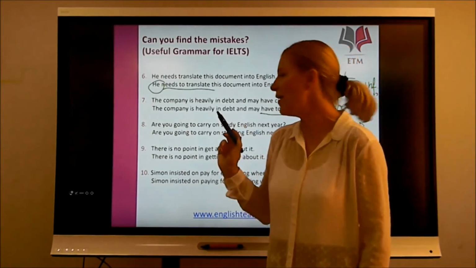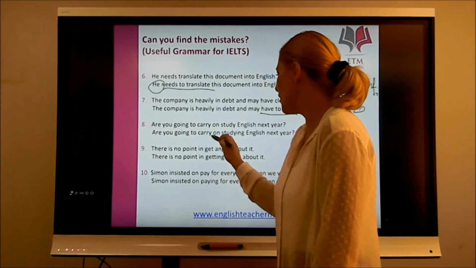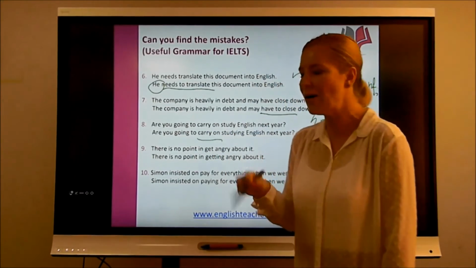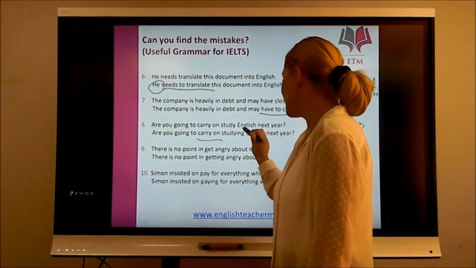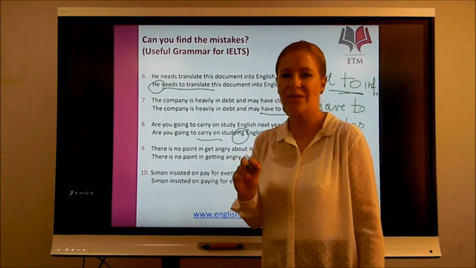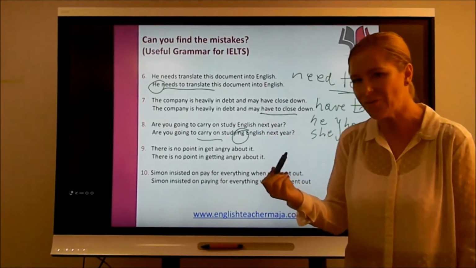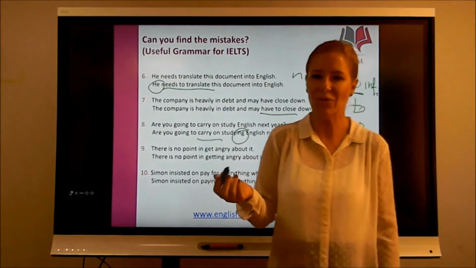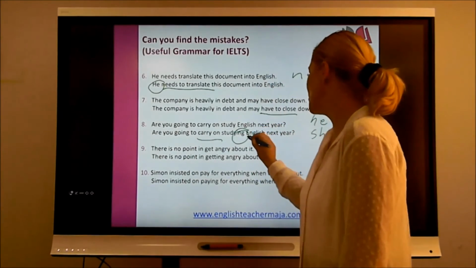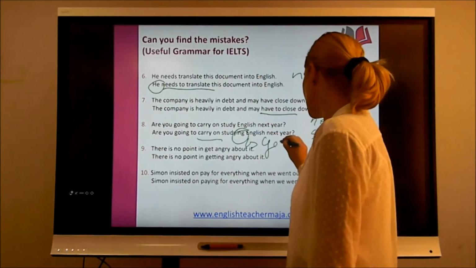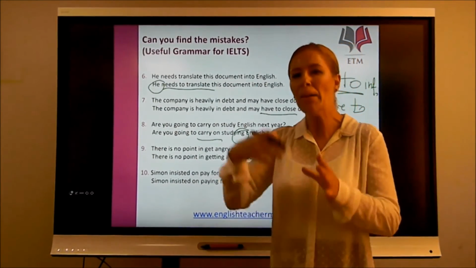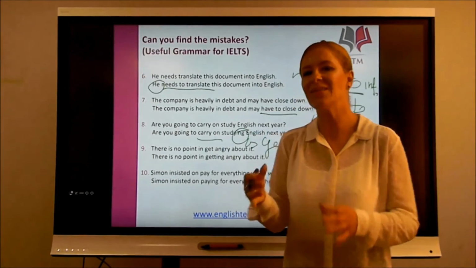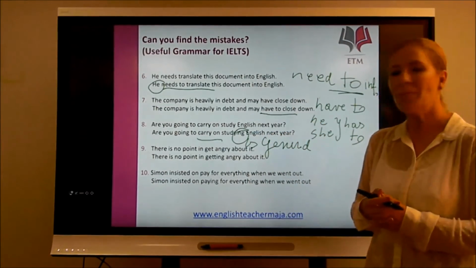Sentence number 8. So carry on is a phrasal verb. A phrasal verb is a verb plus a preposition. And after prepositions, if we want to use another verb, we need to use the form ing, which is called the gerund. Okay, so a verb plus ing is called the gerund form in English.